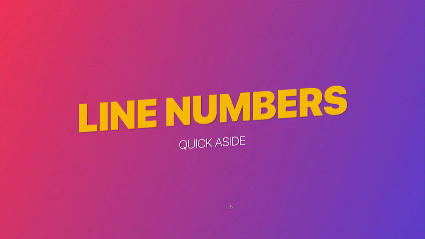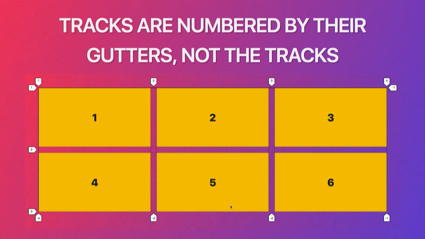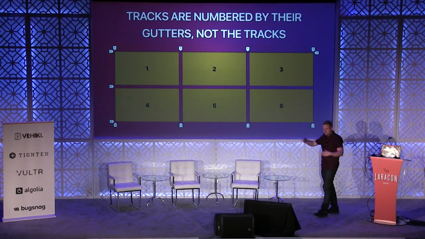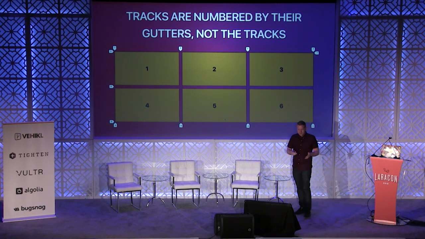Line numbers in CSS Grid, which is a little bit of a quick aside. Tracks are numbered by their gutters and not by their tracks. So that means that if you're talking about numbers in CSS Grid, it's not 1, 2, 3. The numbers are based on either side of it. So you're always going to have one more line number than you actually do tracks.